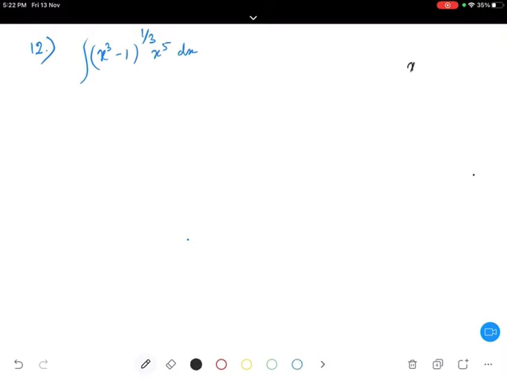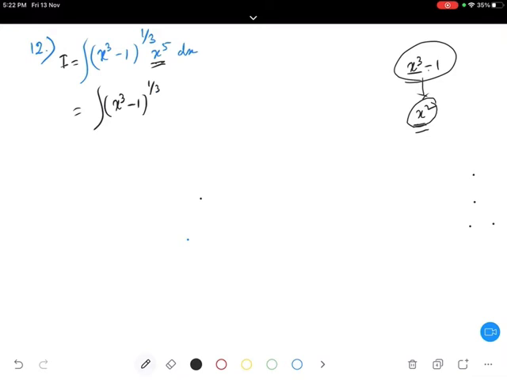If I substitute x cube minus 1, I think of what is the differentiation of x cube minus 1. The differentiation of x cube minus 1 is 3x square. Forget about this 3. So basically, I have x square as the derivative of x cube. This x square and x cube make x to the power 5, right? So I will write this integration as (x cube minus 1) to the power 1 by 3, and in place of x to the power 5 I will write x cube dot x square dx.